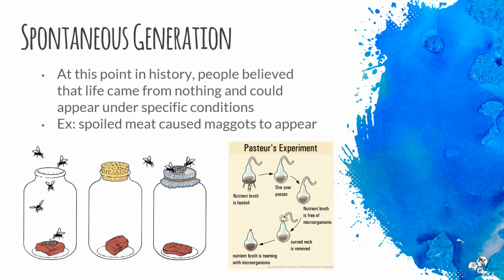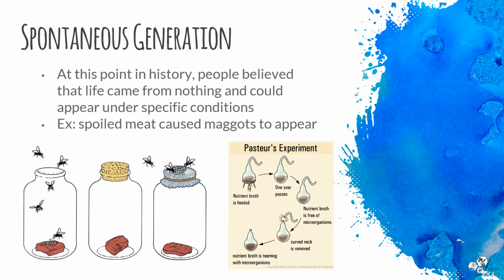And the third part had to answer some bigger questions, and they had to kind of change the way people thought about cells and life at the time. There was a weird theory back then called spontaneous generation, where people believed that life just kind of appeared out of nowhere. So if you left meat out and it started to spoil, maggots would just appear out of nowhere on the spoiled meat.